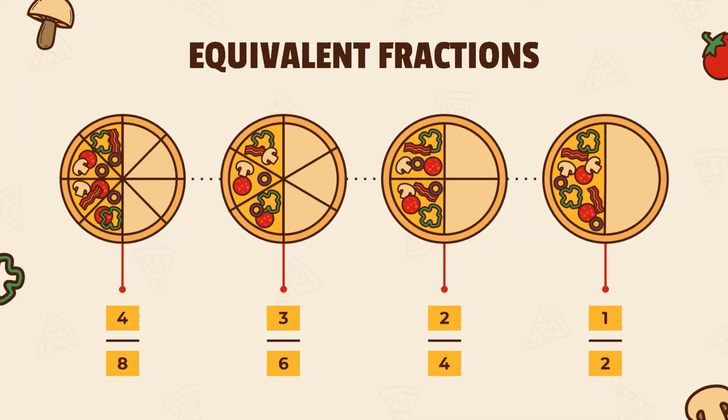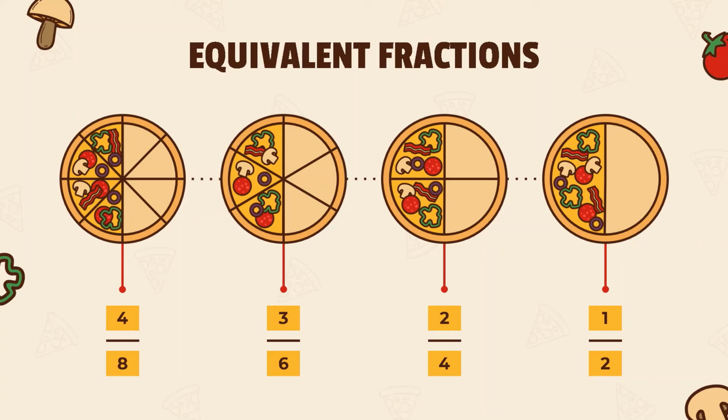As you can see in the first pizza, there are 8 slices but only 4 remain. In the second pizza, there are 6 slices but only 3 remain. In the third pizza, there are 4 slices but only 2 remain. While in the last pizza, there are 2 slices while only 1 remains.